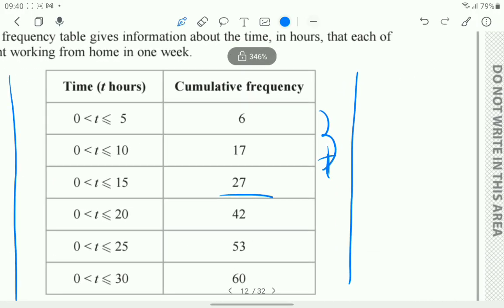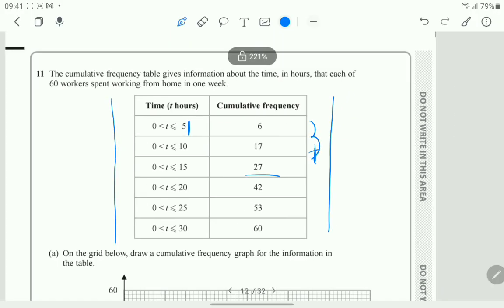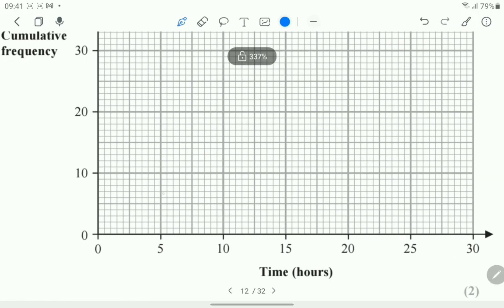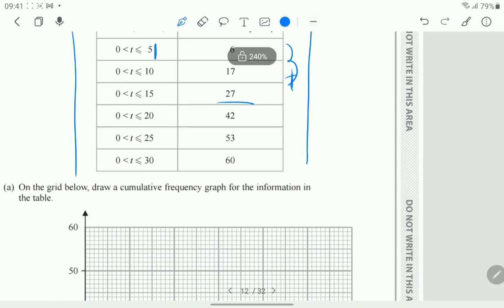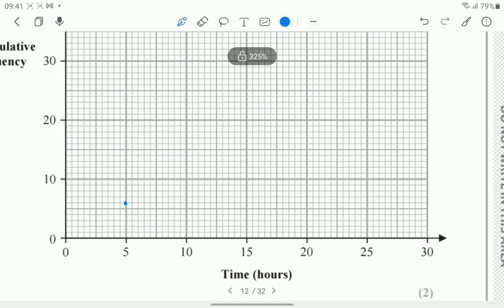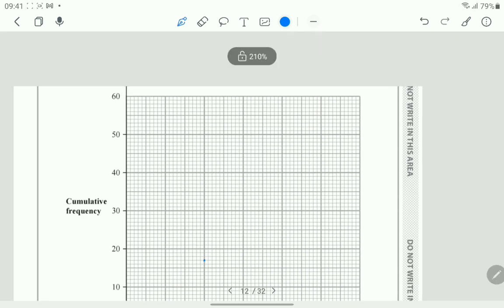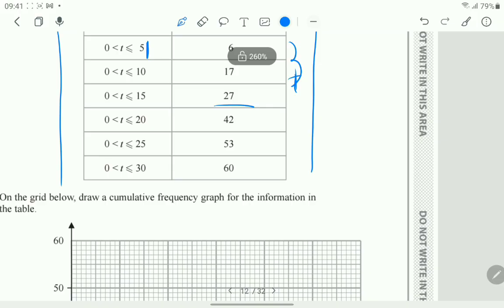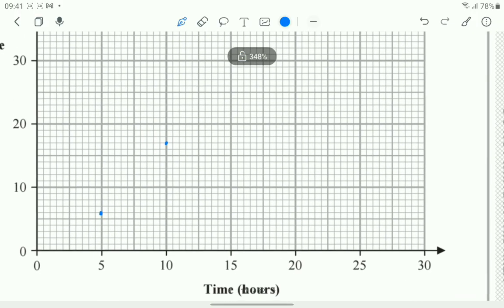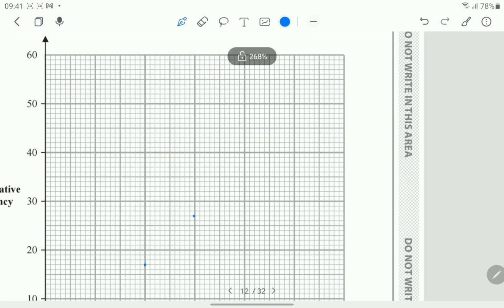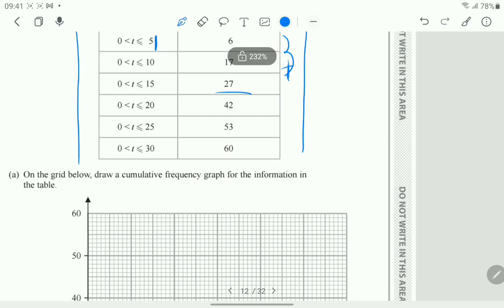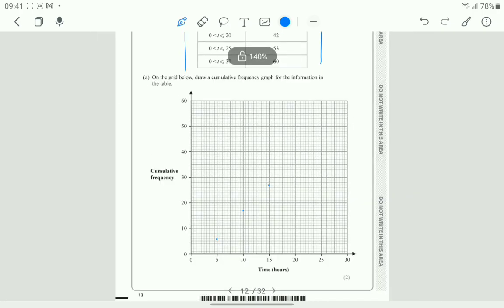So notice that on the maximum boundary we plot this 5 and 6, and 10 and 17, 20, 19, 18 and 17, and 15 and 27, 30, 29, 28 and 27. So 20 and 42.